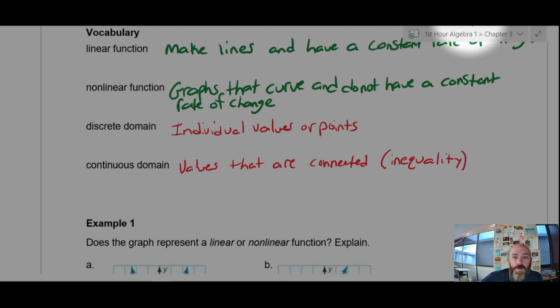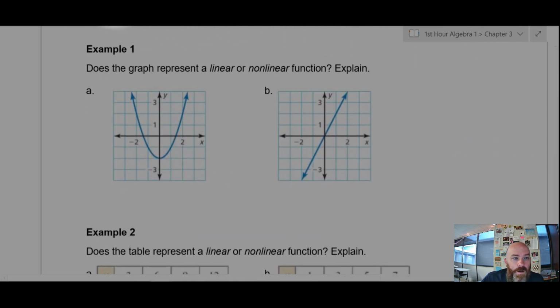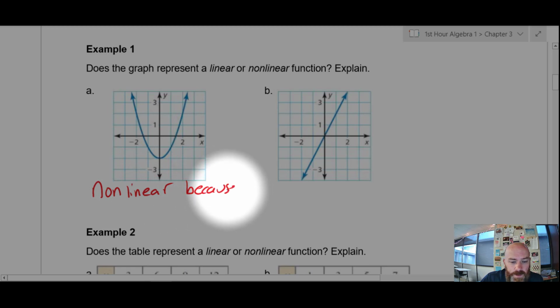All right, so for today, we're just going to do the first couple examples here. So let's go down to example number 1. Does the graph represent a linear or nonlinear function? Explain. So this first one, notice how it curves. So this is nonlinear because it curves.